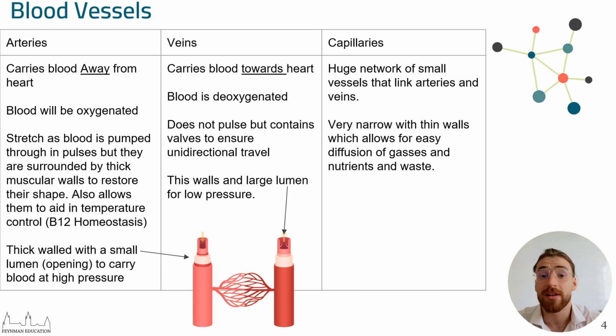And finally, we got capillaries. Now, capillaries are kind of like the middle point between arteries and veins where gaseous exchange and nutrient exchange and waste exchange will occur. So they are very thin, and this allows for it to be easily transferred.